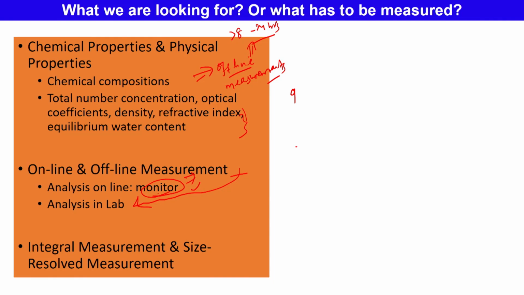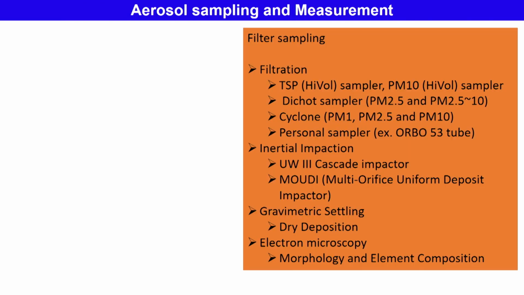Then there are now methods for integral measurements and size resolved measurements. So at one place you can actually integrate a couple of measurements. It could be optical properties or physical properties, and you can also combine chemical properties. Integral measurements are very important and very advanced, and this needs huge funding. So you have to have lots of instrumentation for this.